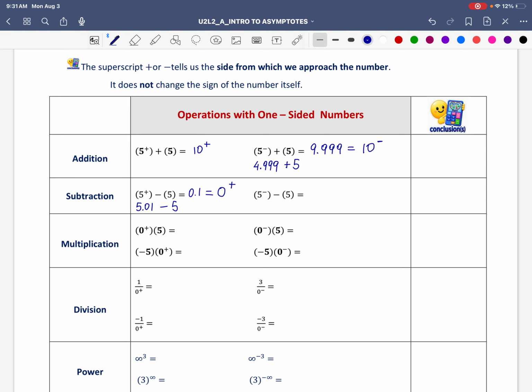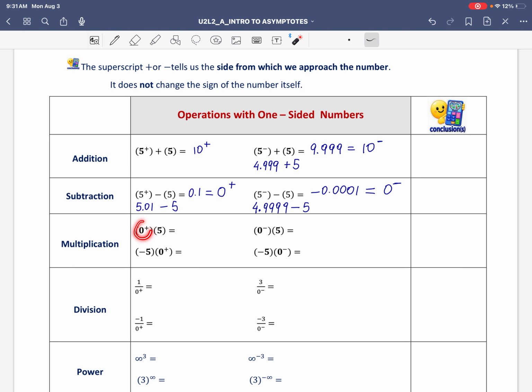Now, in a similar way, again, we have 5 minus minus 5. So 5 minus means we have 4.999, and you can add as many 9s as you wish. And then minus 5. Now, this time, the positive number is smaller, so we're going to get a number close to 0, but negative. So that's negative 0.0001, or 0 minus.